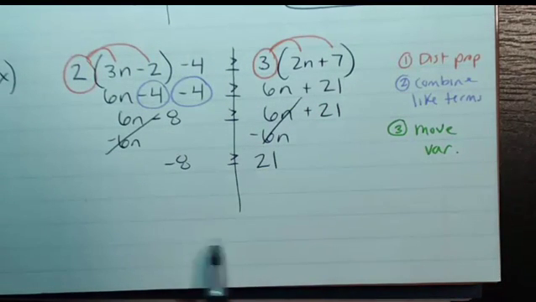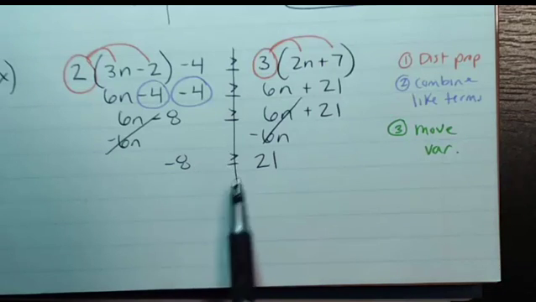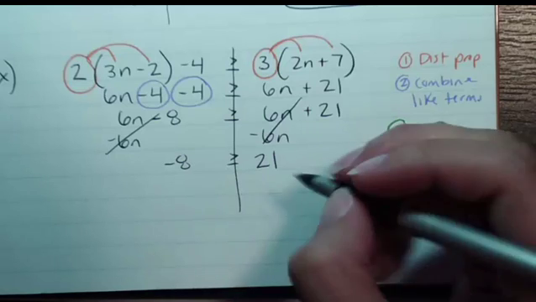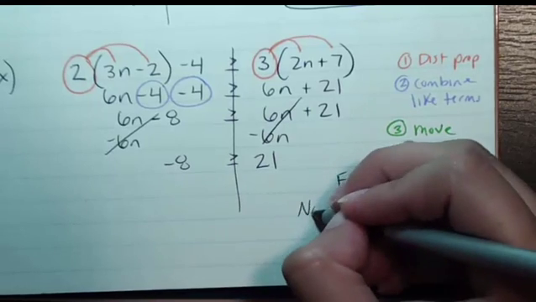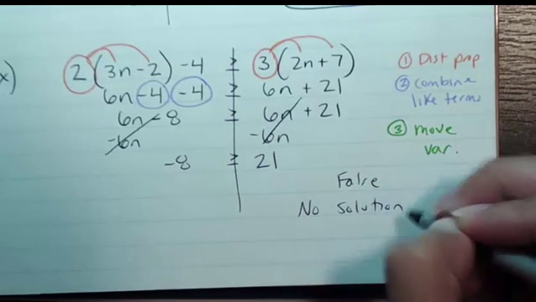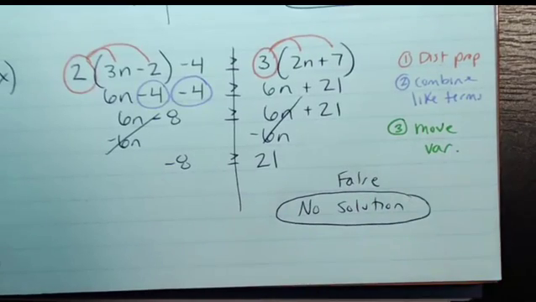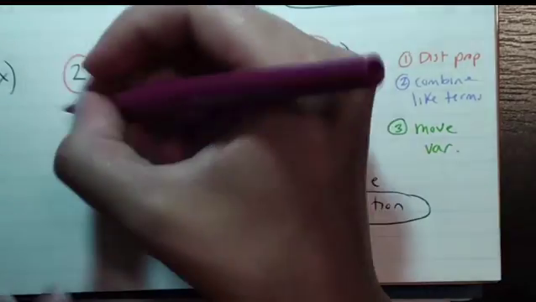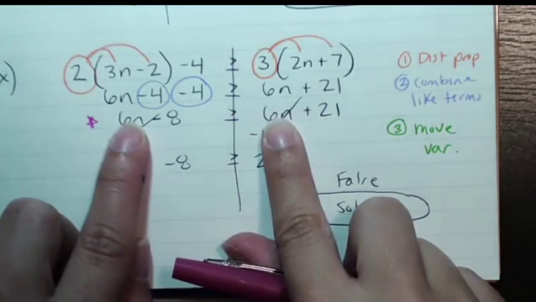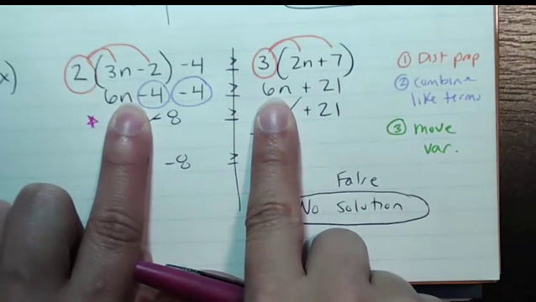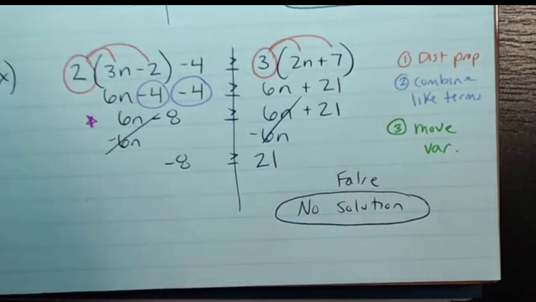Now, since there are no more variables, I ask myself the question, is this a true or false statement? Negative 8 is greater than or equal to positive 21. This is false. So how many solutions are there? There is no solution at all. Now at this point, you might have noticed that there's no solution because they have the same variables on both sides. So if I really cancel those out, negative 8 is greater than or equal to 21 is a false statement. So that would be no solution at all.